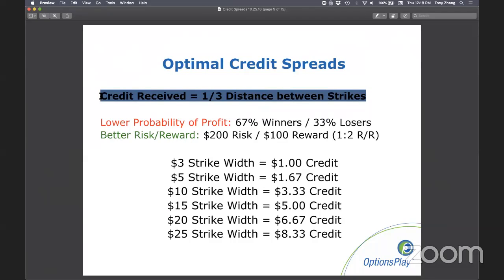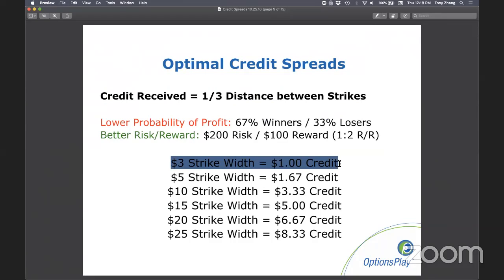What does that mean? If you're selling a credit spread that's $3 wide, so the distance between the two strikes is $3, you should try to collect roughly $1. And how do you collect $1? It's by adjusting how far in and out of the money those strikes are. So roughly 1/3 of the distance of the width is roughly what you want to collect. And that's the rule of thumb that we have found is the best case scenario.